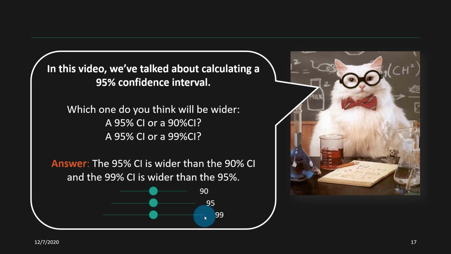So that 99% confidence interval is going to be even wider than the 95% confidence interval, because essentially it's going to capture more of the sample means. And as we increase the size of that confidence interval, it's going to get wider and wider because it's ensuring greater and greater capture of what's happening due to sampling variability.